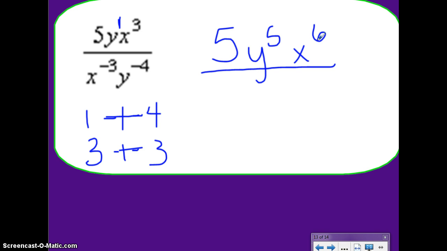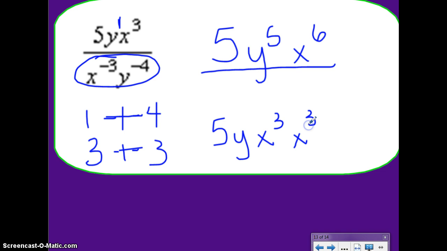And we talked the other day that if you don't like negatives, move them beforehand. So if you know that these are both negatives, they're both going to go upstairs. So it would be 5y x cubed, that stays. And then the other x cubed comes up, and then y to the 4th. Then you're just adding them.